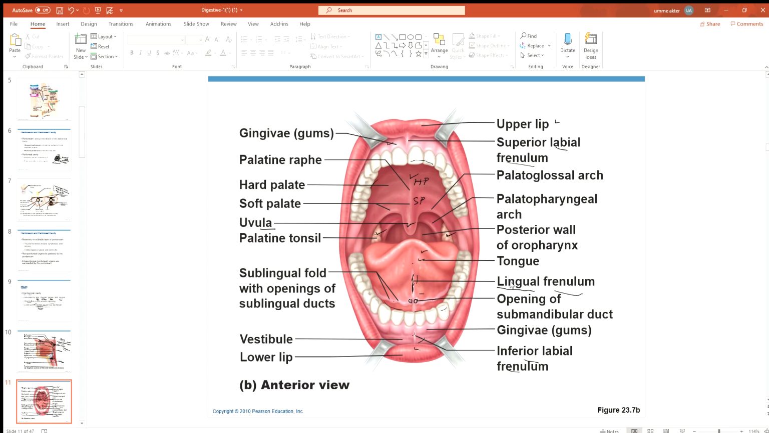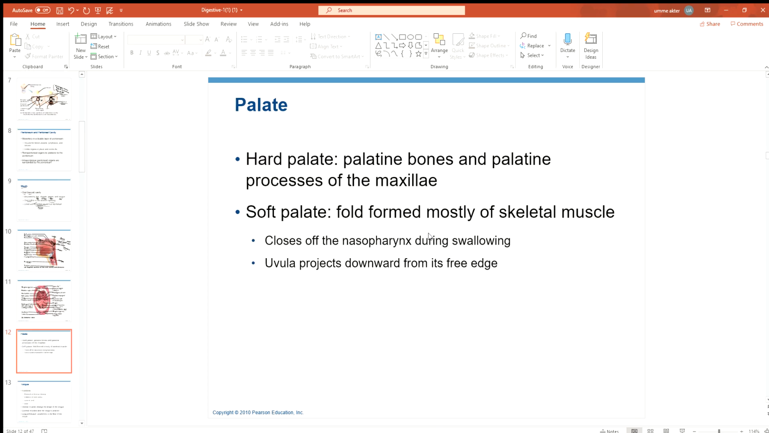So these two are the openings for submandibular glands. From the submandibular glands, ducts, the tube-like structures, bring the saliva here. So that's why you have the openings for submandibular ducts. And these are the openings for sublingual ducts, which come from the sublingual salivary gland. So those are the structures you can see in an open mouth, inside the mouth.